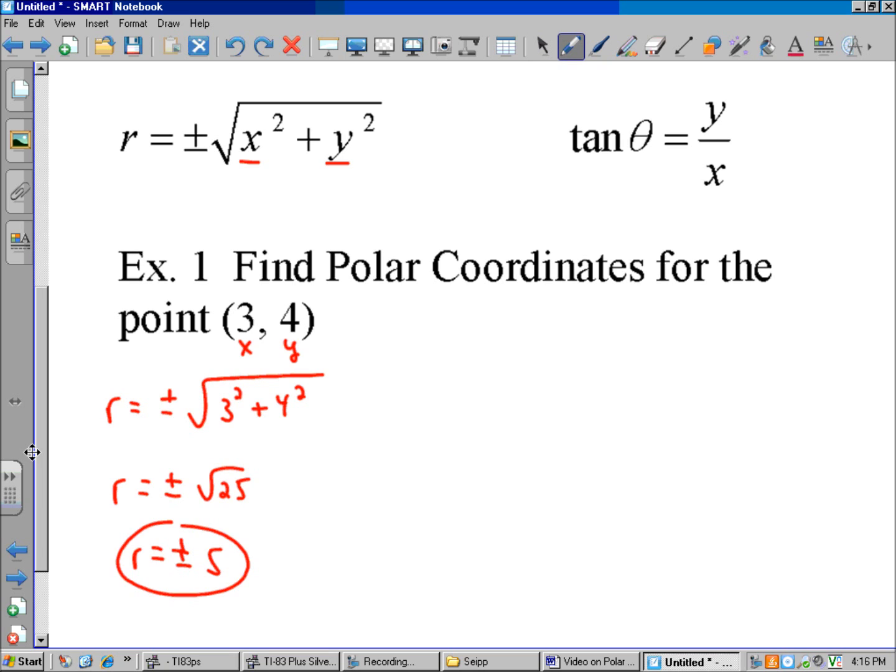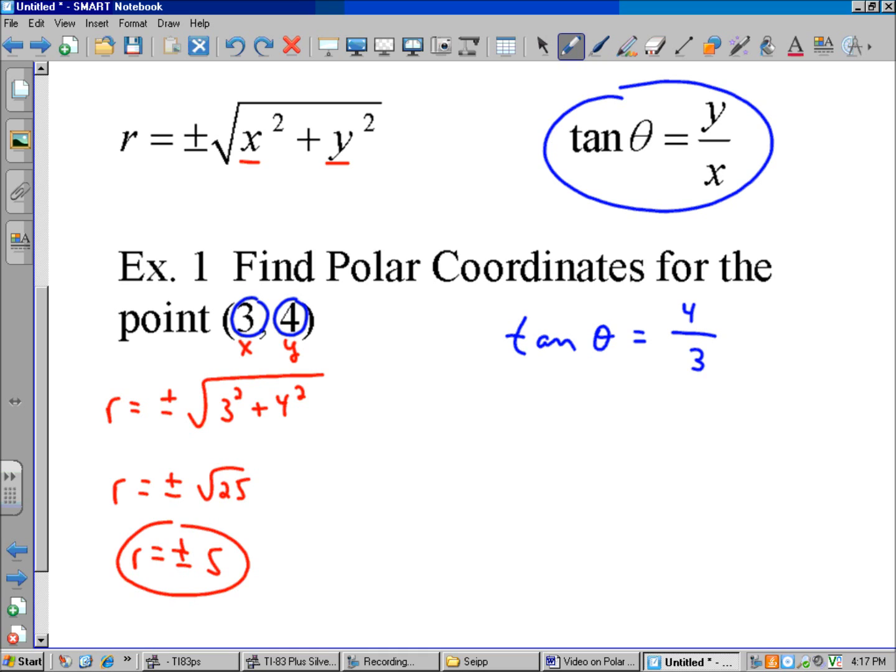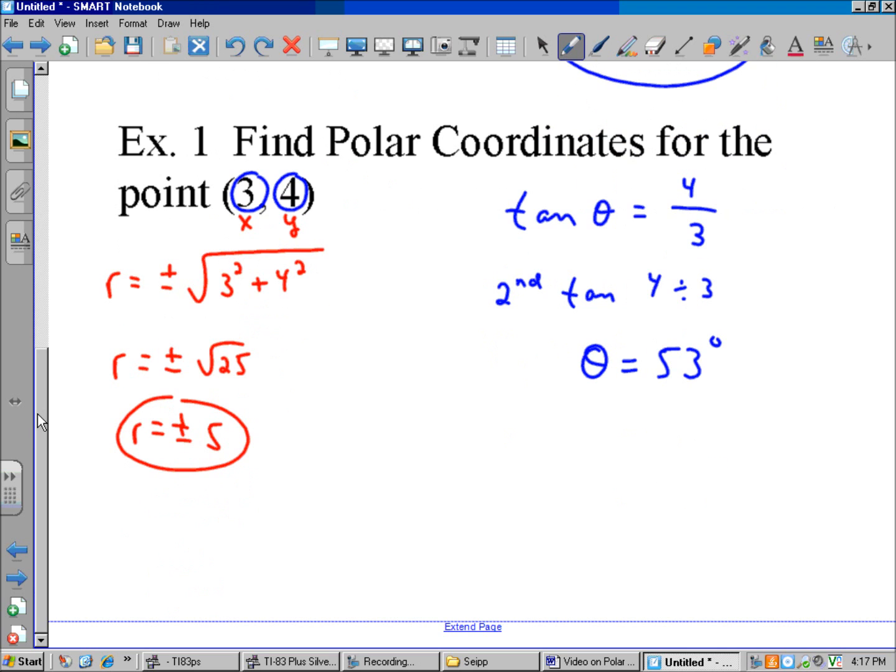Let's go find theta. Here's how I find theta by using this formula. The tangent of theta equals, well, my y coordinate is 4 and my x coordinate is 3. So if on my calculator I do second tan, to get inverse tan, and then I type in 4 divided by 3, it's going to tell me that my theta value is about 53 degrees. Okay, so my polar coordinate is going to be the point (5, 53 degrees).